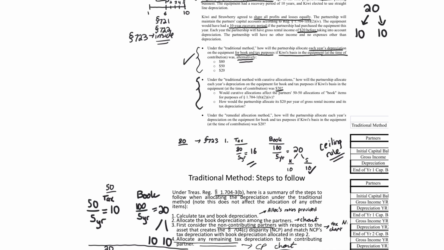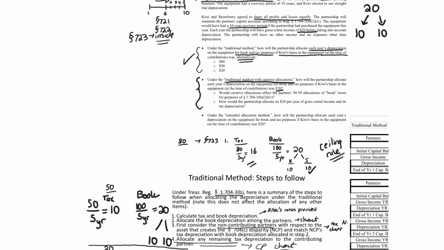And of course I'm going to give you that because, hey, if it's $80 or $50, would there be any difference between the traditional method and the traditional method of curative allocations? No, it'd be the same because you have enough for the non-contributing partner. Only when it goes below will it make a difference because that ceiling rule is now what the issue is. So now we're doing the traditional method of curative allocations.